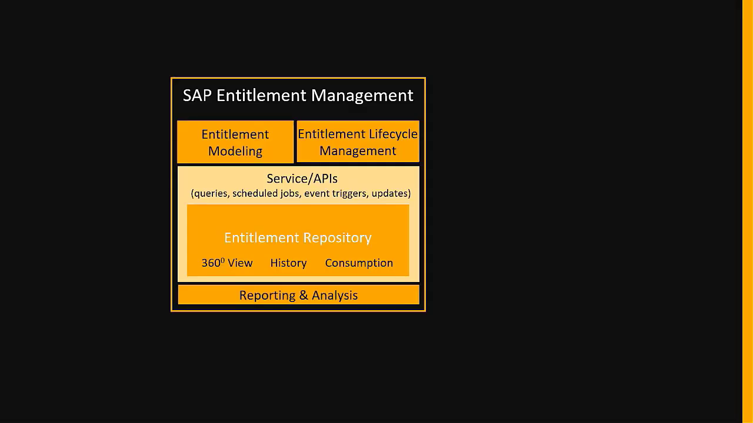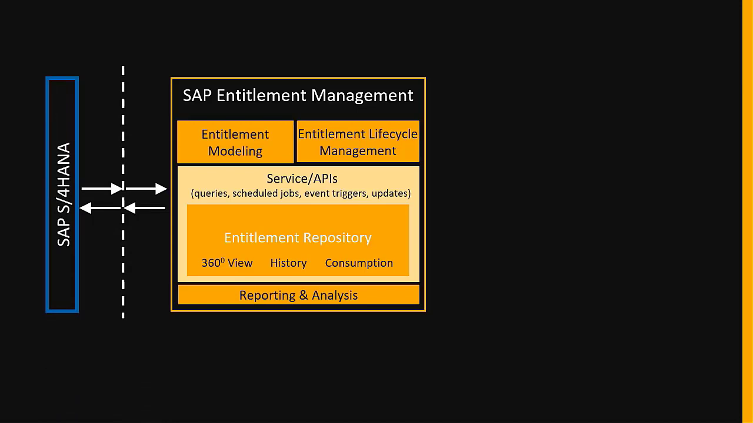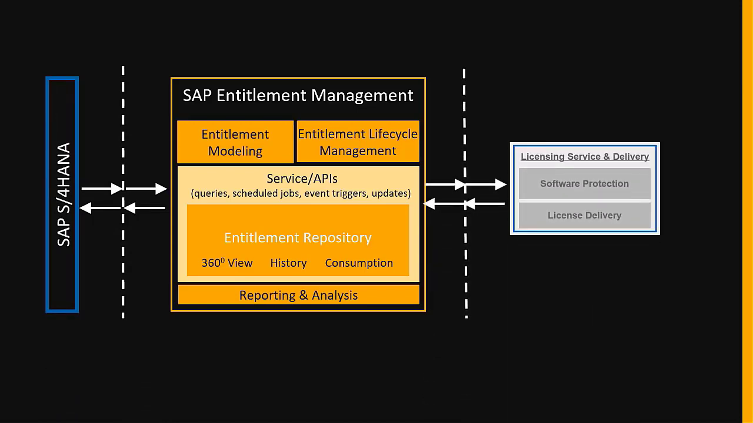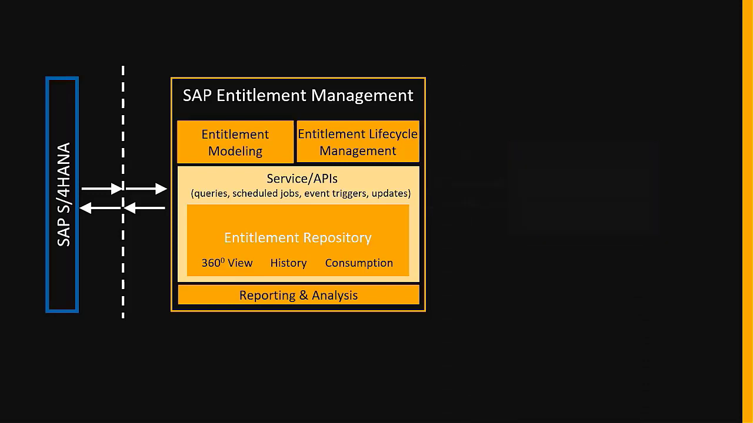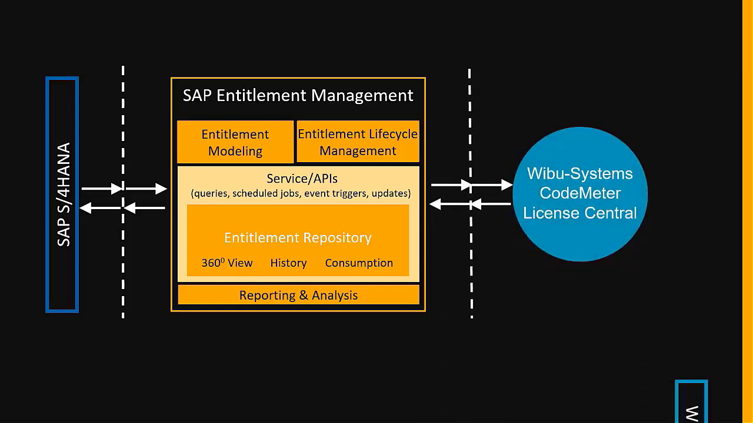SAP Entitlement Management automates the entitlement management processes and operations. The process starts in SAP S/4HANA Order Management. For downstream processes, there is an integration with WIBU-SYSTEMS CodeMeter that automates the process of delivering and managing licenses for software and digital content.